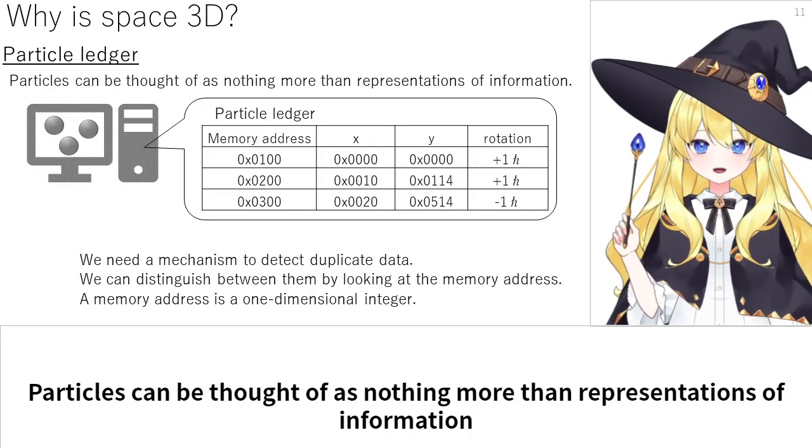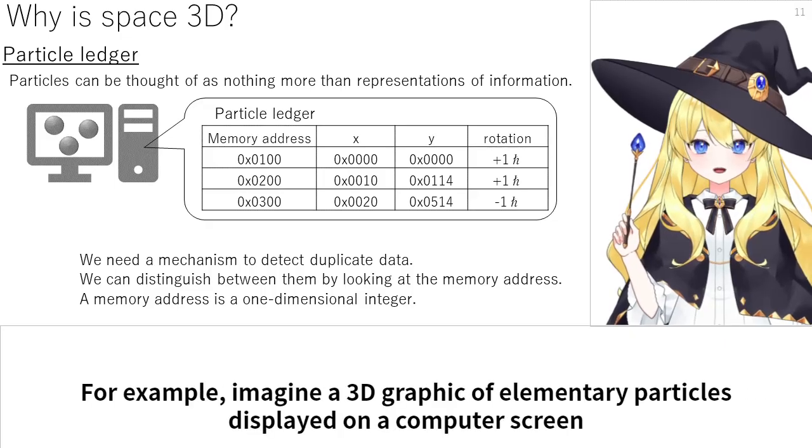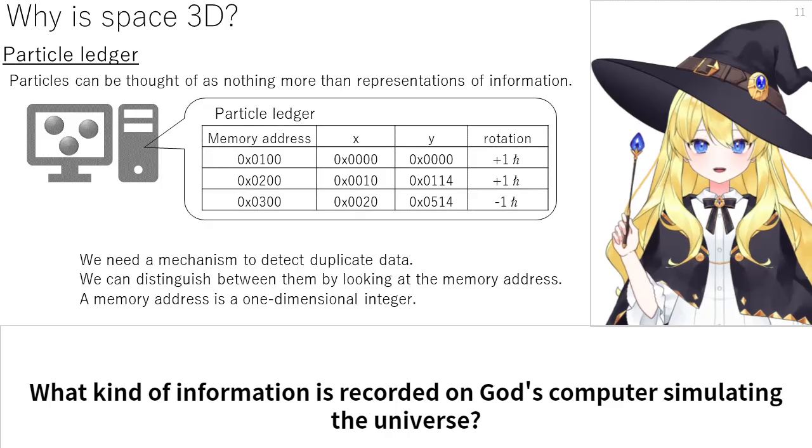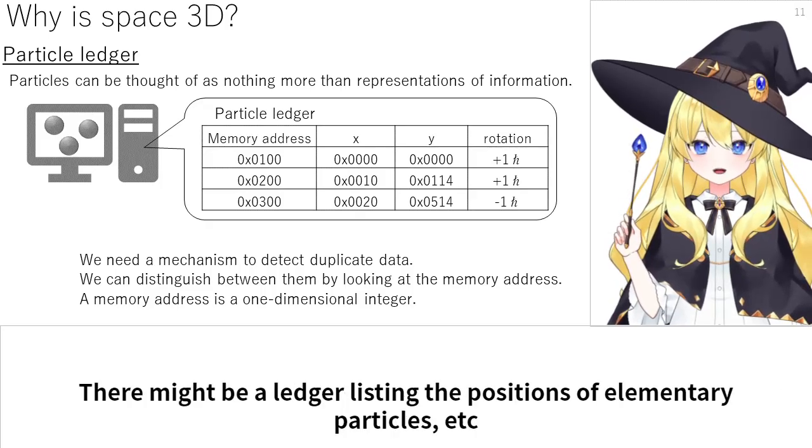Particles can be thought of as nothing more than representations of information. For example, imagine a 3D graphic of elementary particles displayed on a computer screen. However, in its essence, it is just hexadecimal data in memory. What kind of information is recorded on God's computer simulating the universe? There might be a ledger listing the positions of elementary particles, etc.